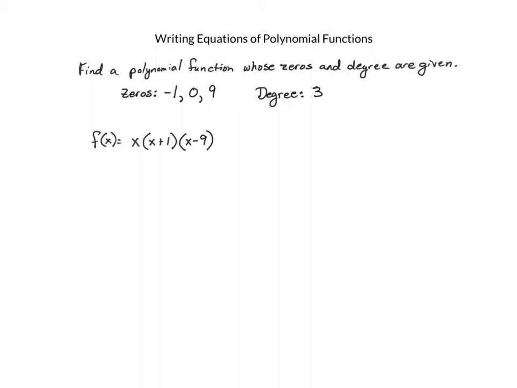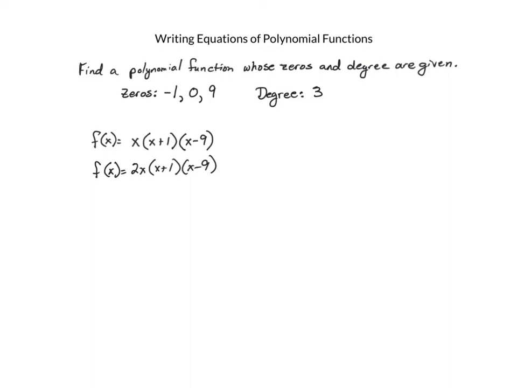What I haven't addressed, though, is how about the leading coefficient? How about the number up front? Remember our very first example, that we stretched out the polynomial by multiplying by a factor of 2 or a factor of 3. Would this polynomial also meet the criteria? How about f of x equals 2x times x plus 1 times x minus 9? Would it still have the same zeros? Yes, it would. Would it still be 3rd degree? Yes, it would. So it would also be an answer.